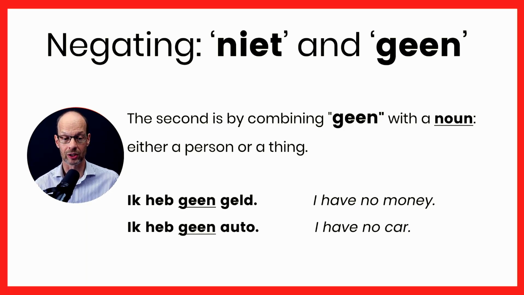I'll give you one more example. For example, ik heb geen auto. That means I have no car. So the car is the object and I don't have that object. So that's why I use geen there. That's it, right? Simple. So in Dutch, two ways. You use niet with verbs and you use geen with nouns to make it negative.